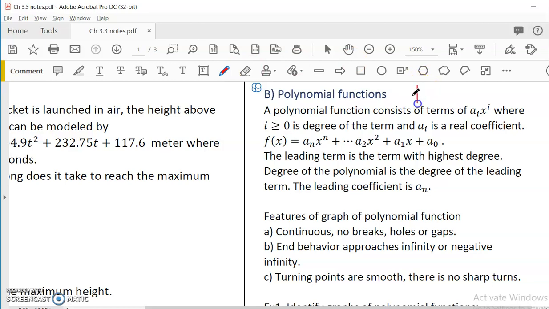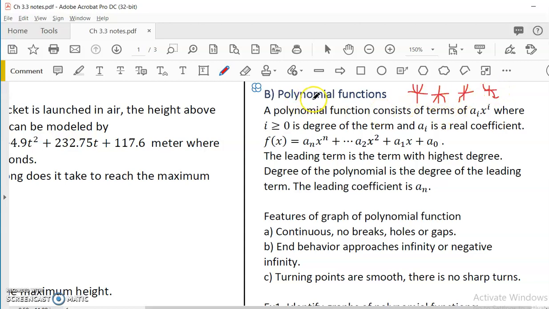There is a shape where it goes up and up if it is an even degree and positive coefficient, or it goes down and down if it is even degree but negative coefficient. It can go down and then up if it is odd degree with a positive coefficient, and up on the left and then down on the right if it is odd degree but negative coefficient. So these are the shapes of a power function that has only one term.